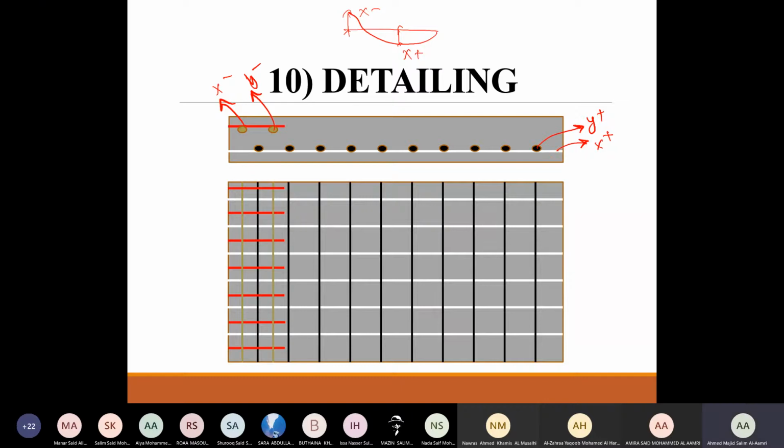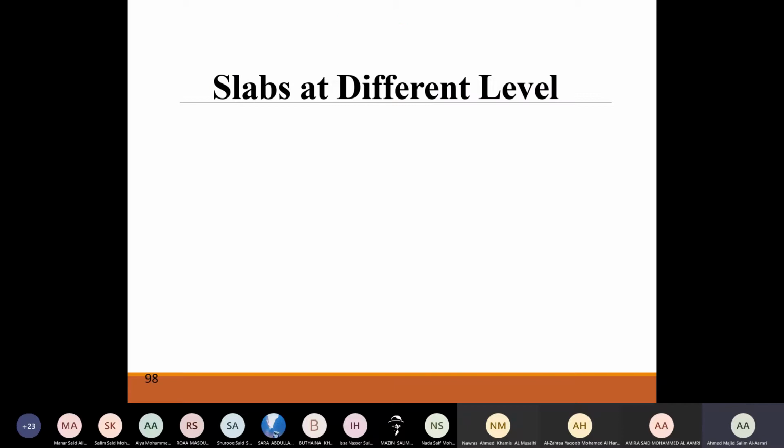The BVT is available in your Teams here. Okay. Are we okay? We have said from the beginning of the semester that the PowerPoint is available in the Teams. Are we okay? Okay, we have finished the detailing.